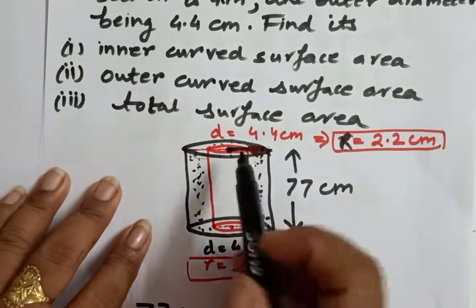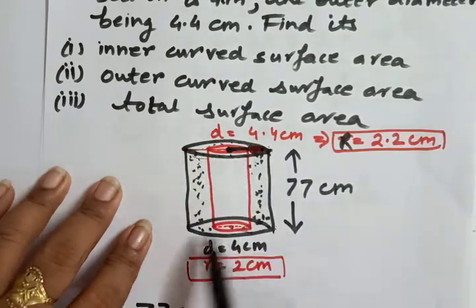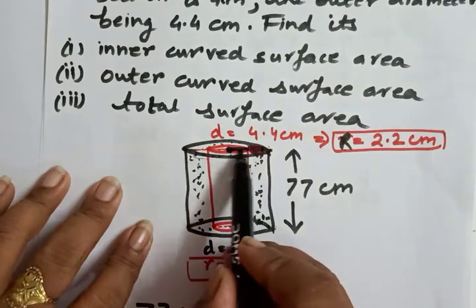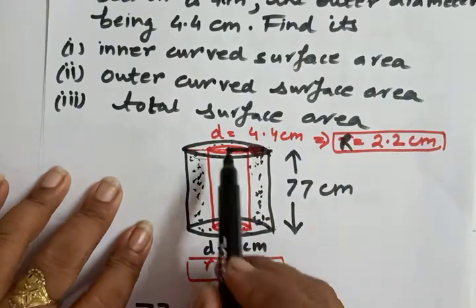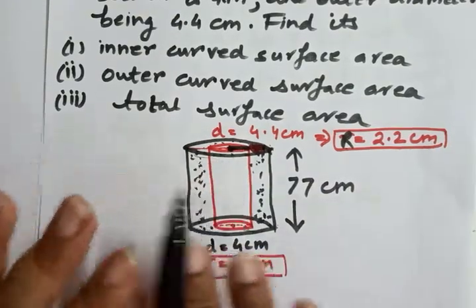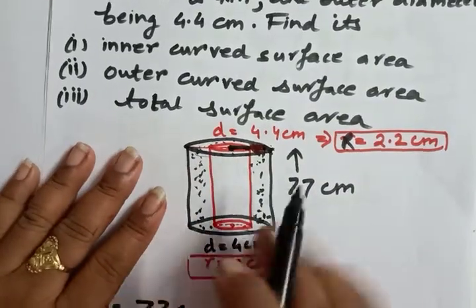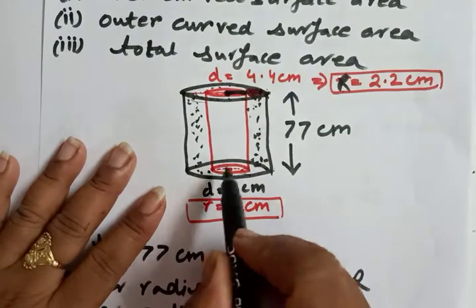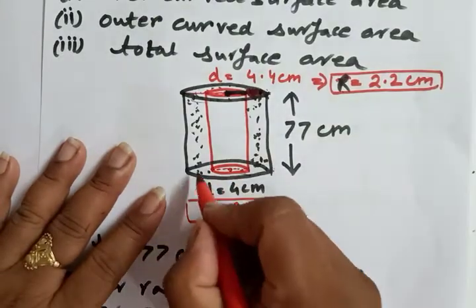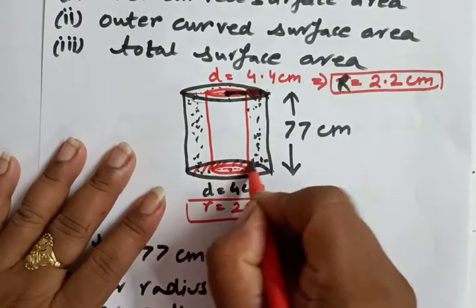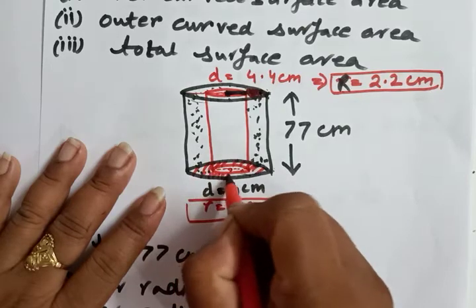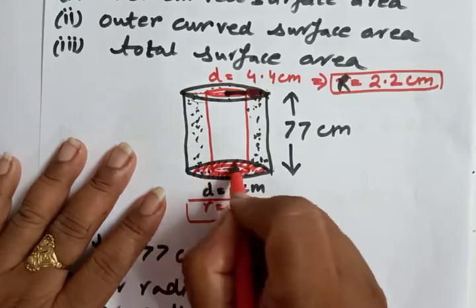But see, for the upper as well as for the bottom one, here it is hollow, so there is no surface. The surface is this one. Yes, here I am making this. Now the surface we have for the bottom one as well as for the upper portion, this is the surface.